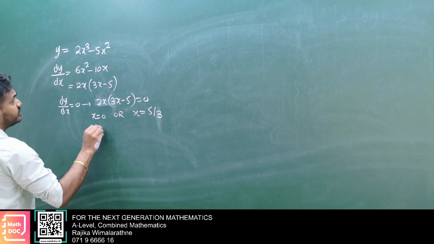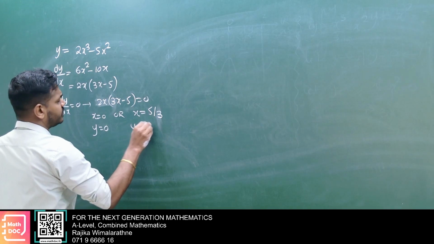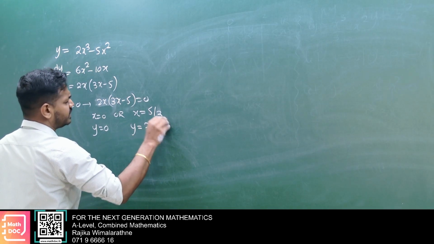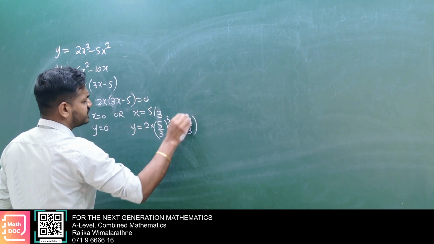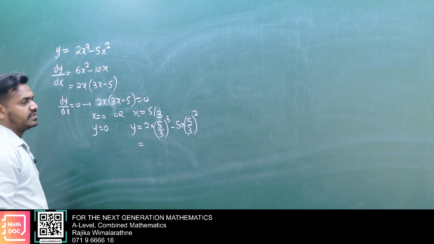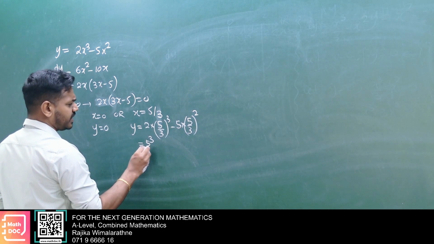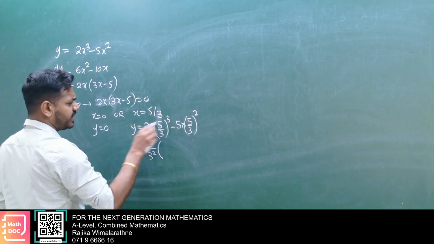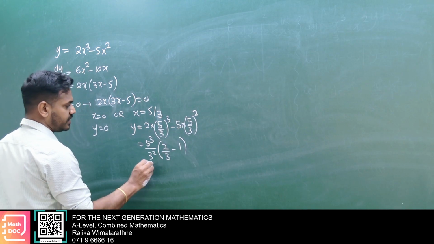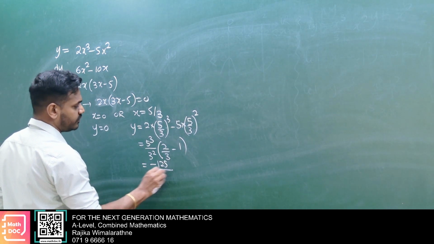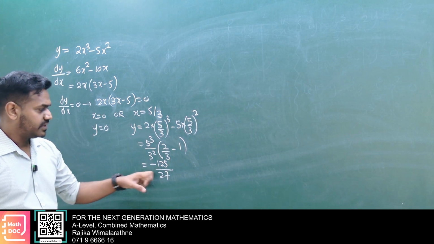Then the y value for x equals 0 is 0. For x equals 5 thirds, substitute here: 2 times 5 thirds cubed minus 5 times 5 thirds squared. Now you simplify it. Here take 5 cubed outside and 3 squared outside, then the remaining is 2 thirds minus 1, which is minus 1 third, giving minus 125 over 27.